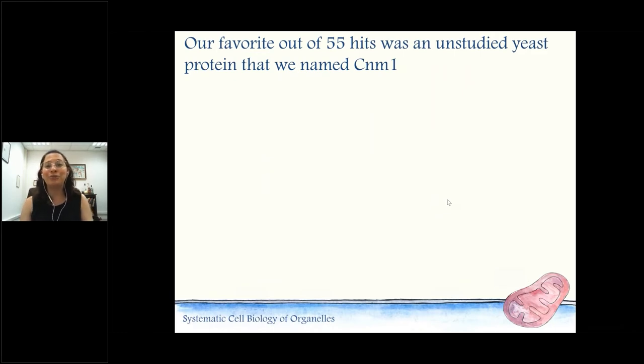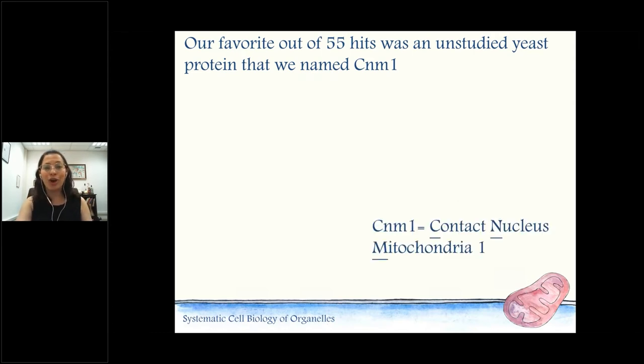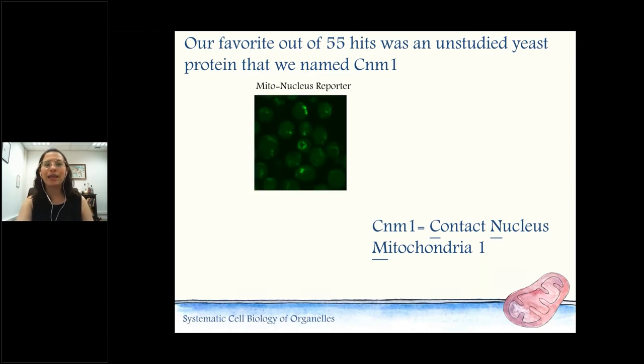But we decided to focus on our favorite protein, which was a protein that was never studied before. It didn't even have a name. So we decided that we are calling it CNM1, and the name stands for contact nucleus mitochondria 1. And I hope that by the end of the talk, I would convince you that this name is appropriate for this protein.